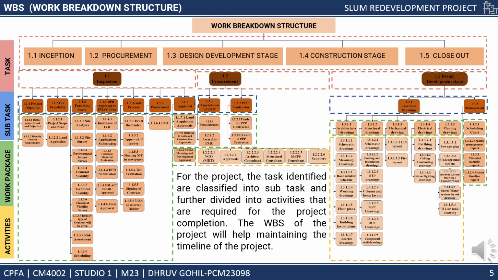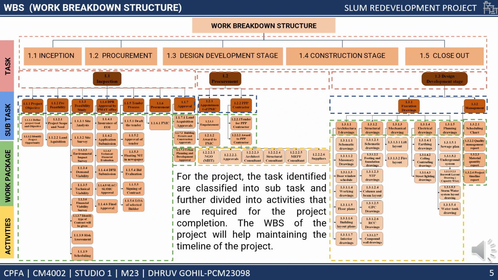Next, we begin with the work breakdown structure, which helps us identify the total scope of work by creating work packages. This not only helps us create a schedule for the project, but also helps us divide the project into different work packages that can be treated as milestones or allotted as responsibilities to different contractors. The project tasks identified are classified into subtasks and further divided into activities that are required for project completion. The work breakdown structure will help maintain the timeline of the project.